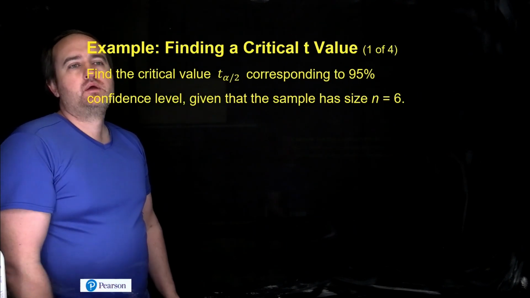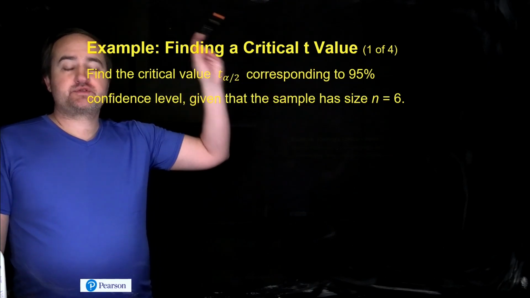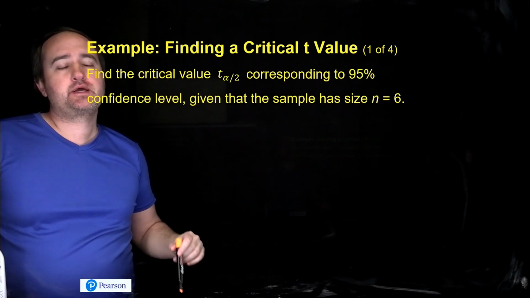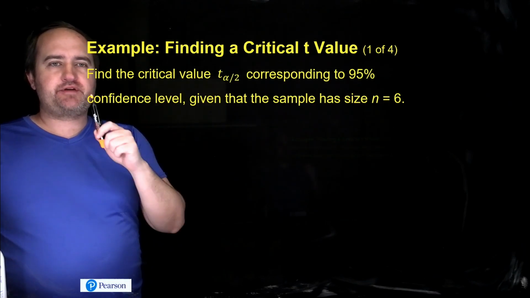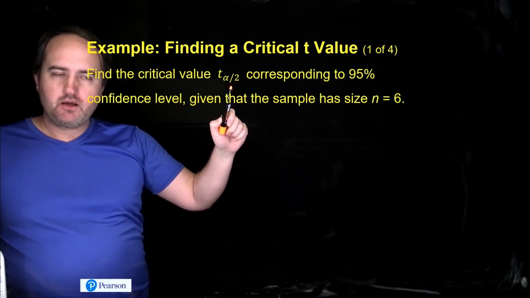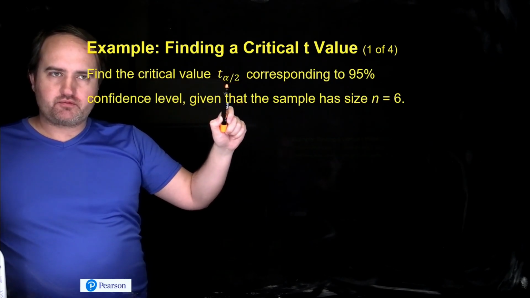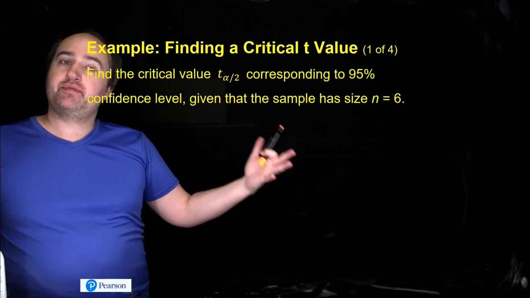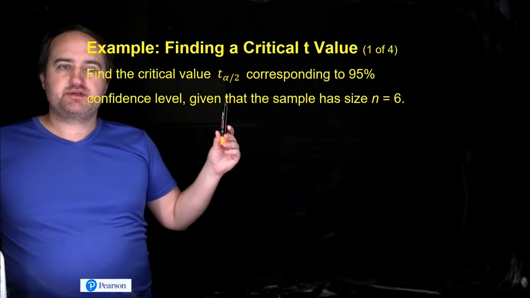Okay, so let's focus on the critical t-value. We keep talking about it, but we haven't seen table A3 yet. So let's start by finding the critical value t sub alpha over 2. Don't worry too much about the alpha over 2. That notation just means that the area in the right tail is alpha over 2.